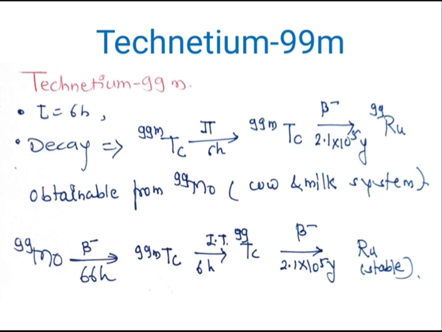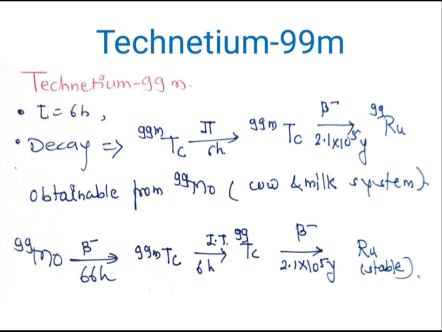After that, we will see the next isotope, technetium 99m. That technetium 99m will be generated from a cow and milk system. It is prepared from molybdenum 99. You can see here its half-life is 6 hours and the decay reaction is given for technetium 99m. The m shows the metastable state, or the isotope with the higher energy.